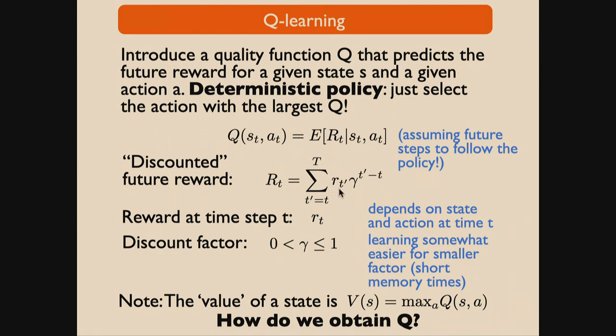Yeah, so if gamma is close to zero, I'm very greedy. Then I say only the immediate reward right now counts, and the rest doesn't count. And then, of course, it's super simple. And then I can immediately write down what is the Q function. The closer it's to one, the closer it's to what I really want to optimize, and then it becomes difficult.